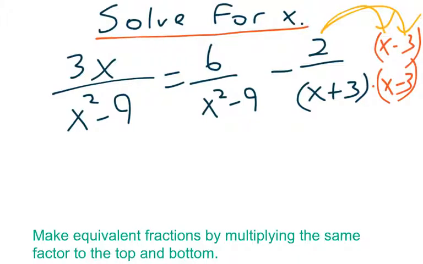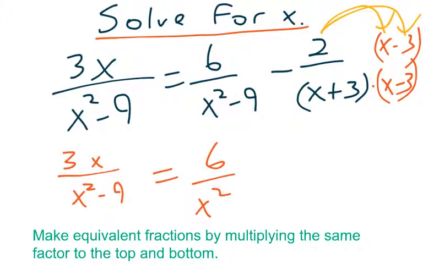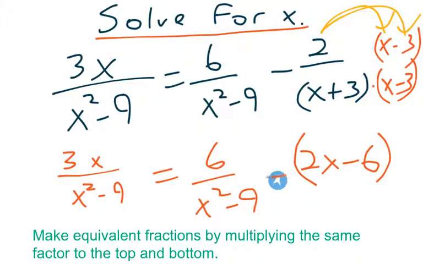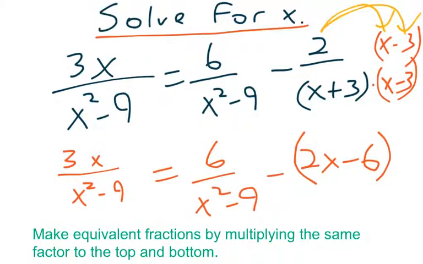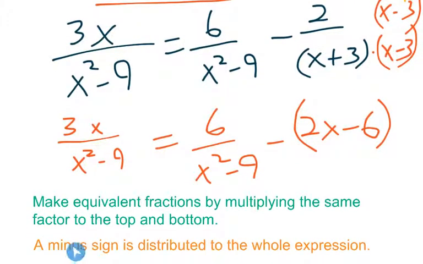And we're going to end up getting 3x over x squared minus 9 equals 6 over x squared minus 9. They didn't change, but this one becomes minus, and then 2 times x is 2x. 2 times negative 3 is minus 6. But I need to make sure that I keep that in parentheses because I'm subtracting this whole thing. So I'm subtracting the entire expression. So here's what's true. A minus sign is distributed to the whole expression. And that's all over the same denominator, x squared minus 9.